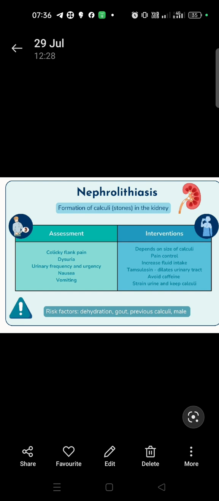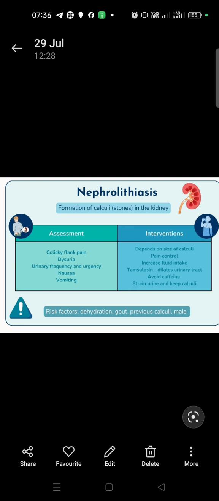And what is the management for nephrolithiasis? It depends on the size of the calculi. If it is a small calculi, we can hydrate, and the stones can be eliminated through the urine. But if it is a large calculi or large stone, it cannot be expelled through urine, and in such cases we have to cauterize the calculi. The main interventions depend on the size of the calculi.